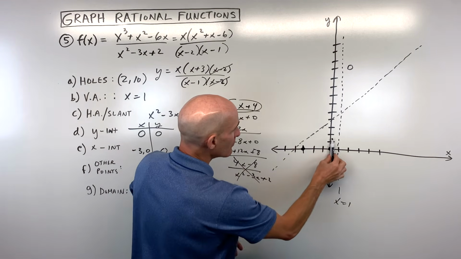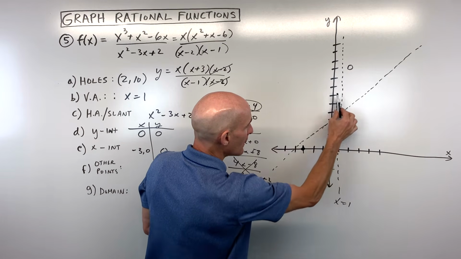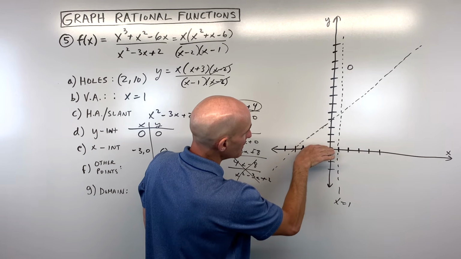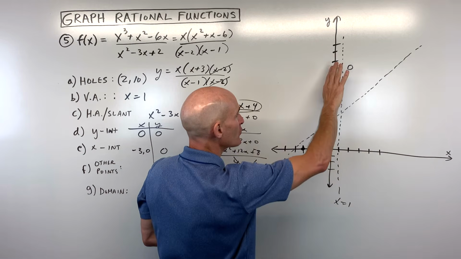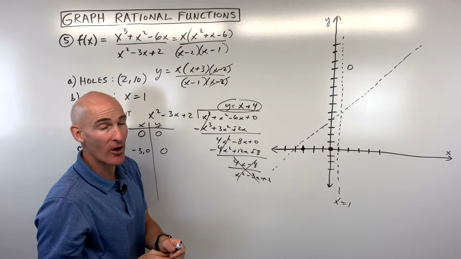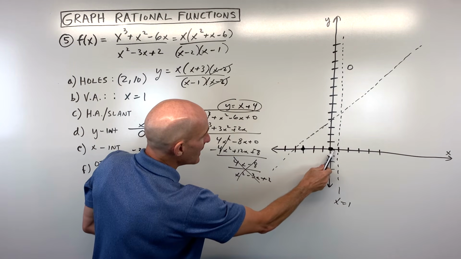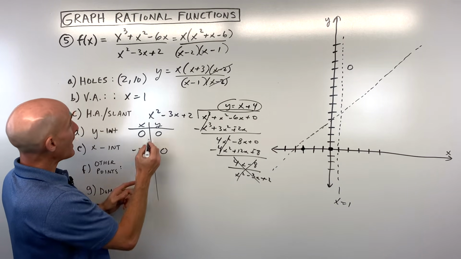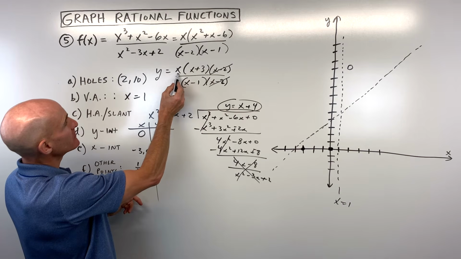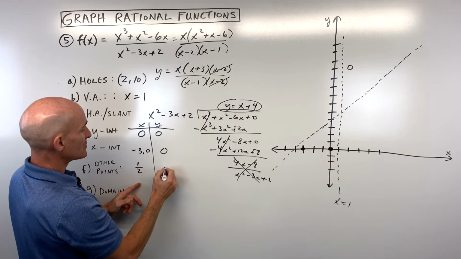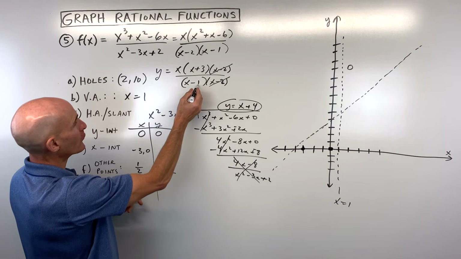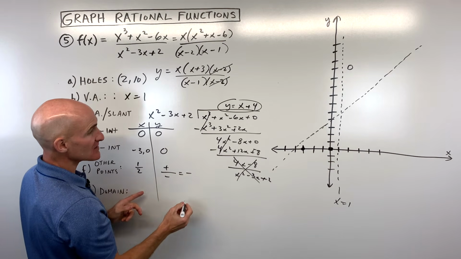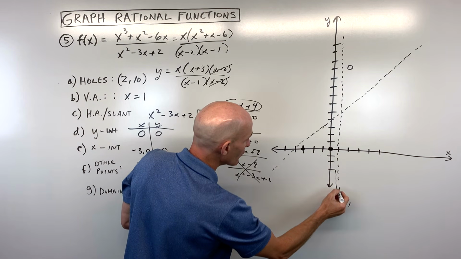Now the key points are the points on either side of the vertical asymptote. Because remember, it's like a brick wall. It either has to go down to negative infinity or up to positive infinity. Can't go through the brick wall, right? So let's maybe plot a half. So if we put a half in, what happens? We get positive, positive, which is going to give us a positive when you multiply, over a negative. A positive divided by negative is a negative. So that tells us it's going to go down like this.